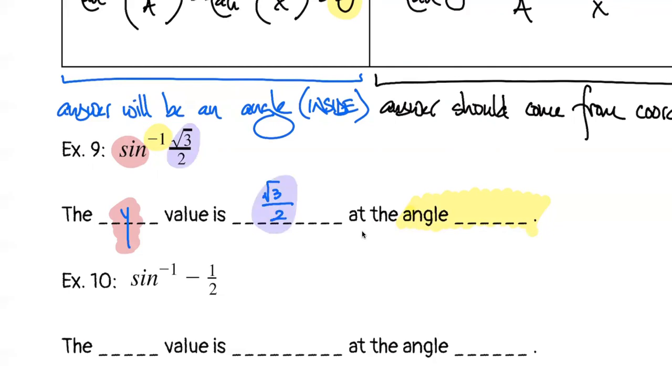Go back to your unit circle. Look for where the y values, not the x values, the y values are root 3 over 2. And give me an angle where that happens. Pi over 3. I agree, pi over 3. Is that the only answer? I would disagree with pi over 6 though. The y value there is not root 3 over 2. That's okay, it happens. Is pi over 3 the only angle where this happens? 120. Radians.